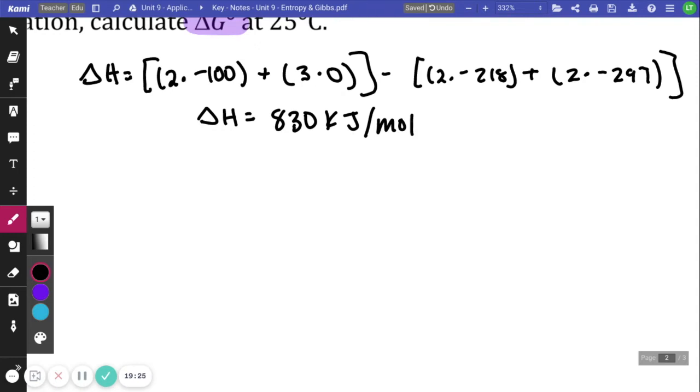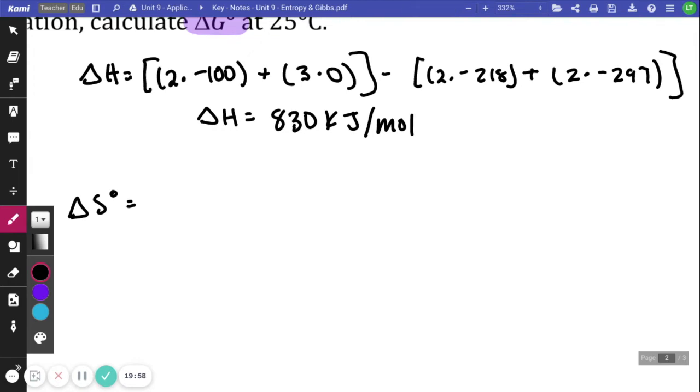And then we also need to solve for our delta S, and it gives us the values that we need. So our delta S is going to be equal to the sum of our entropies of our products, or sorry, of our reactants minus the sum of our entropies of our... wow, totally messed that up, guys. I'm so sorry. Sum of our entropies of our products minus the sum of the entropies of our reactants.